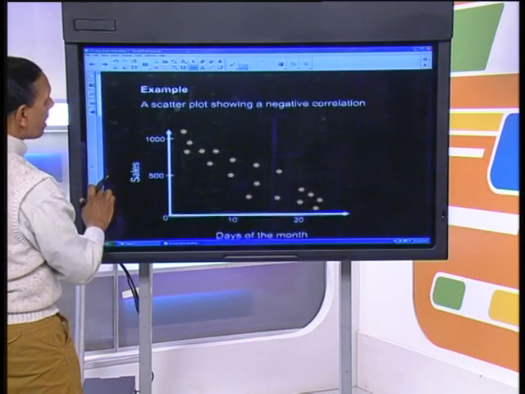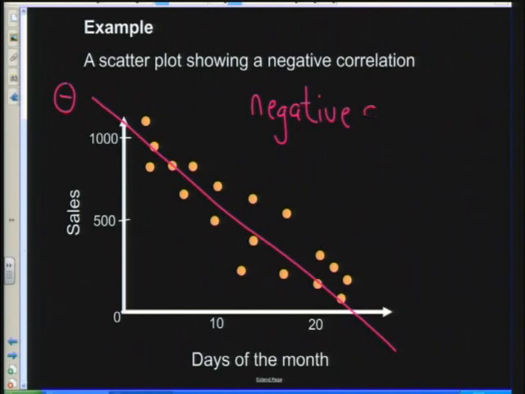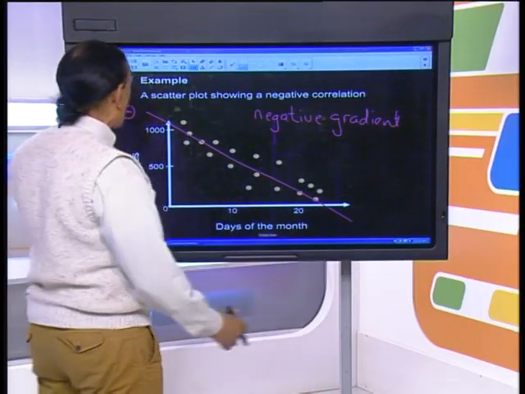Let's look at another example. If you look at this graph, if I can draw a line in the middle here, more or less, it seems like it's a graph with a negative gradient. Right, negative gradient, because the graph lies in that direction, so it's a negative gradient.